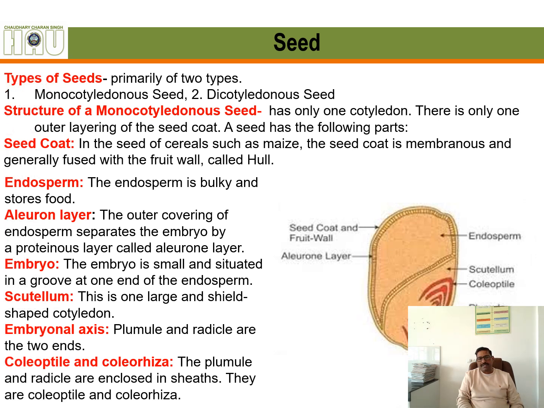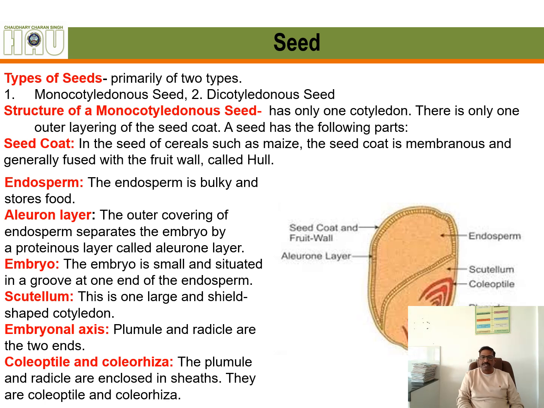Now the seeds. The seeds are of two types, monocot and dicot seeds. In monocot, only one cotyledon is present and the structure of the monocot seed is shown in the picture. In this, the first part is the seed coat, whose main purpose is to protect the seed. It is membranous in structure and generally fused with the fruit wall and it is known as hull also.